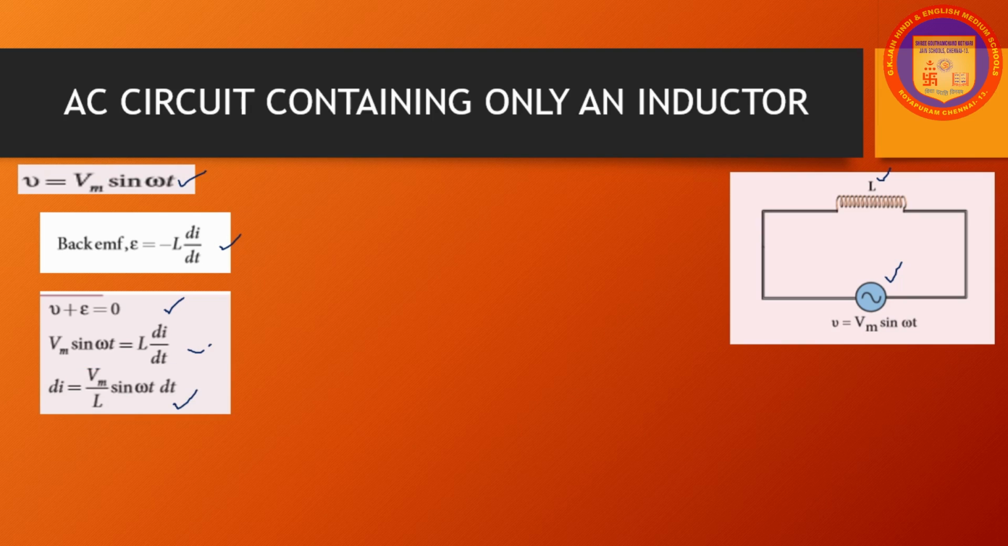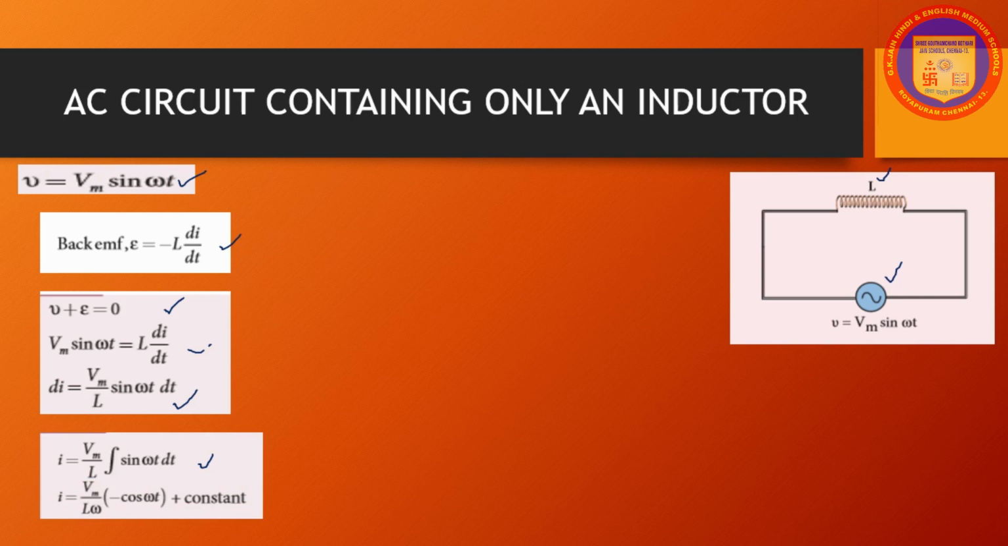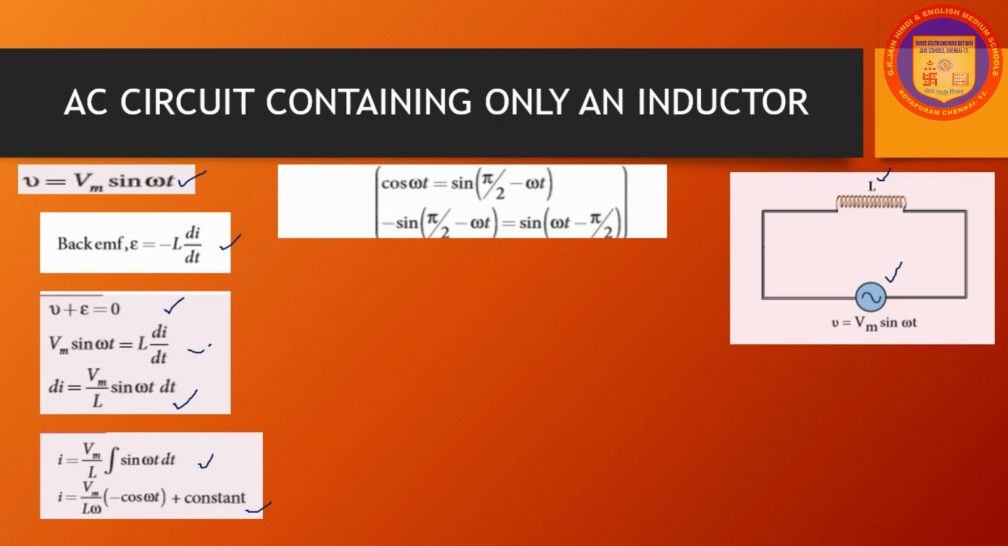Integrating both sides, the integral of di is I. Vm by L is a constant, so we'll take it outside. The integral of sin omega t dt is minus cos omega t over omega. So you will get I equals Vm by L omega into minus cos omega t plus a constant. The constant is independent of time.